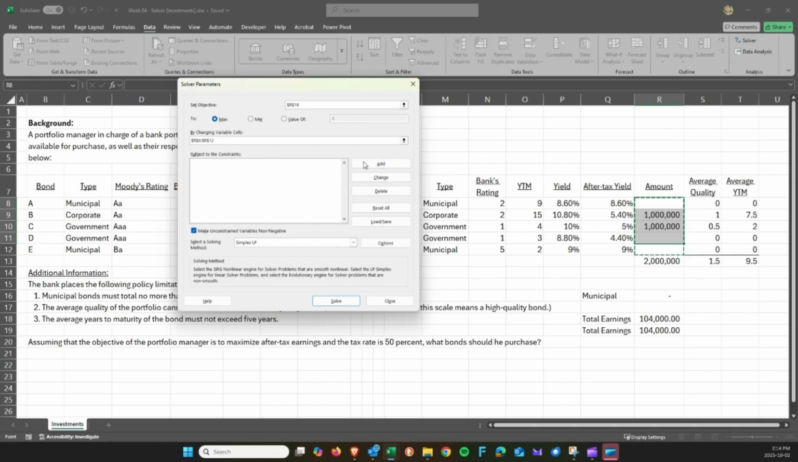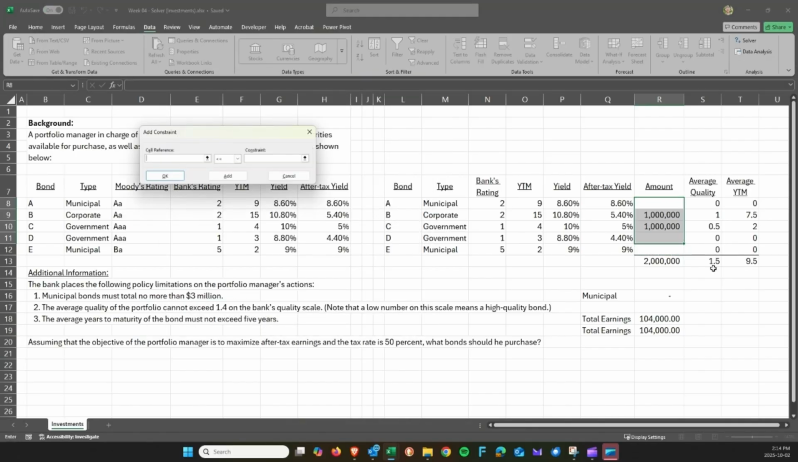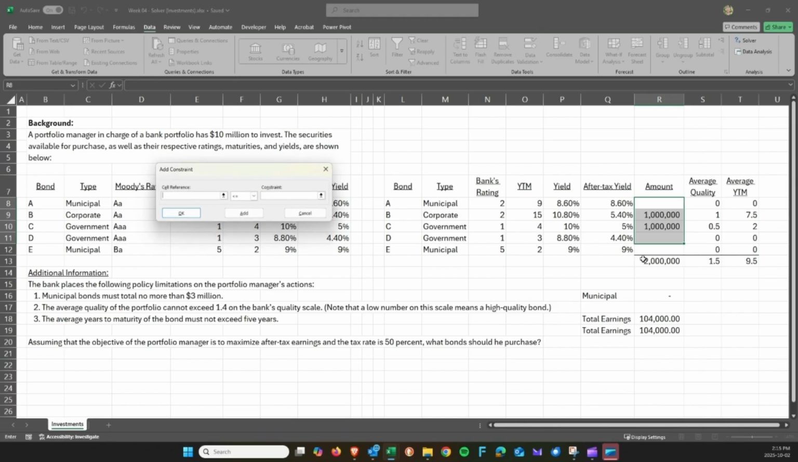We have our 3 constraints we've discussed. My first one here is that my average quality must be less than or equal to 1.4. Add. My average years to maturity must be less than or equal to 5. That was constraint number 3. My total municipal bonds must be less than or equal to 3 million. And I haven't yet put in how much money I have to invest. The amount to invest must be equal to 10 million.